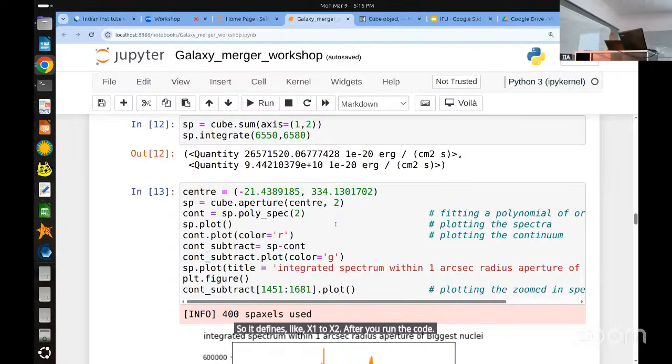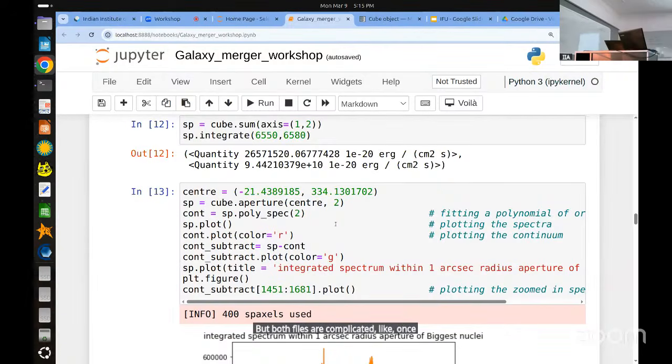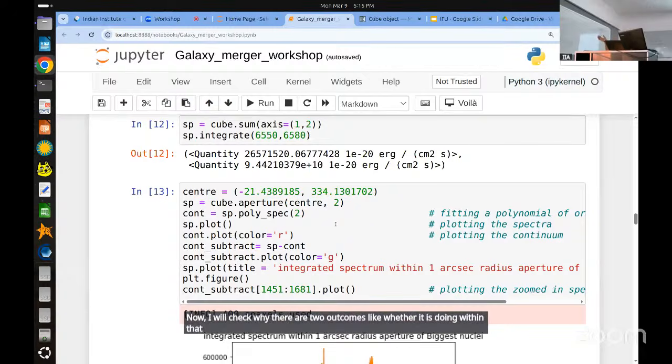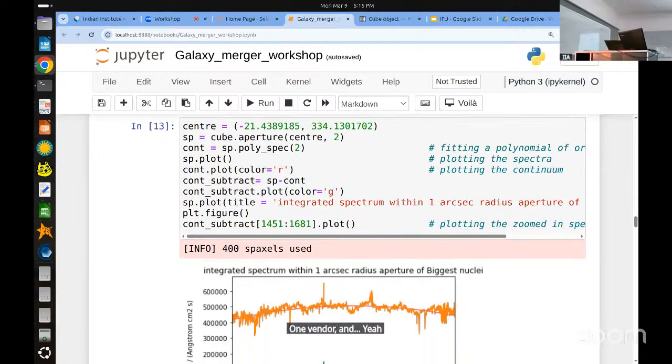Oh, okay. So what is happening? I think it is giving me two flux values, but those values are completely different. One is very large. Now I'll check why there are two outputs, whether it is integrating within that interval range or evaluating at two different given points. I'll just change it to one wavelength and, yeah.